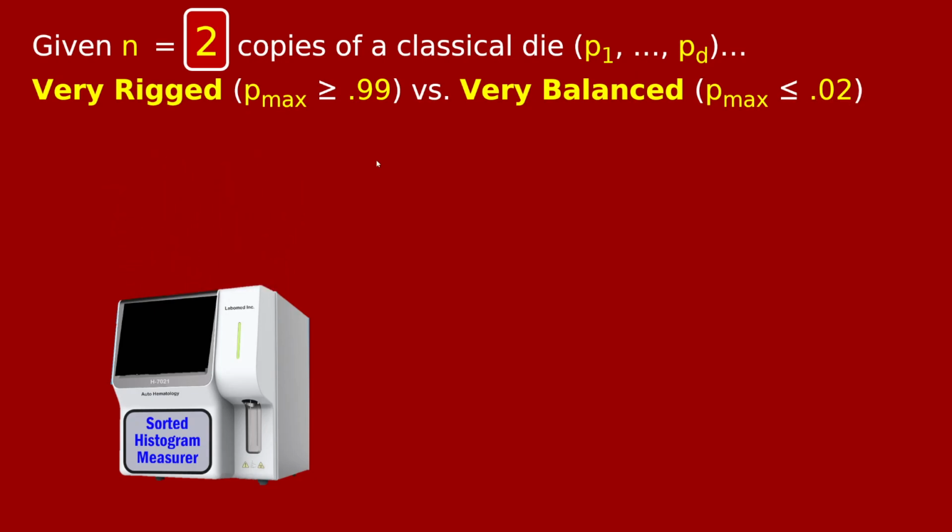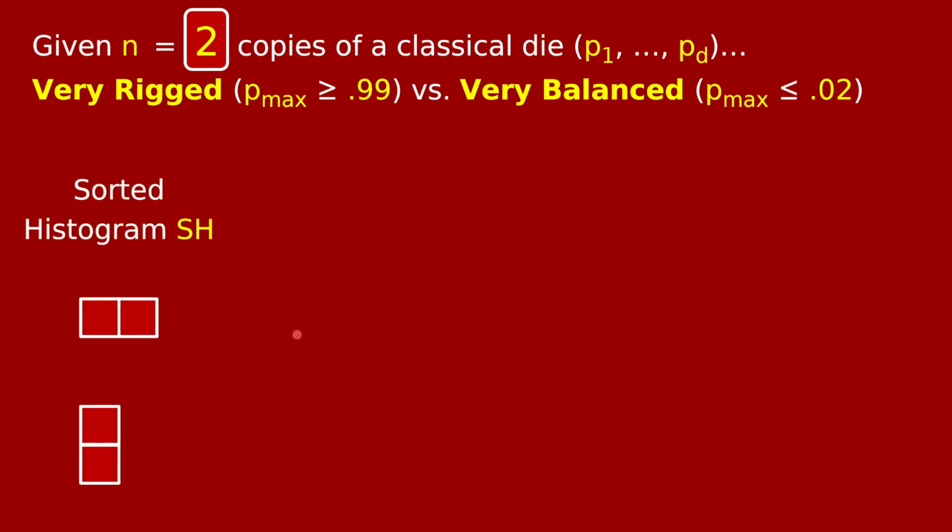Okay, so let's think about what happens when you put 2 classical dice into the sorted histogram measurer. There's only 2 possible sorted histograms. This one, this row of 2, which indicates that one face showed twice, or in other words, the die showed the same face both times. And this other sorted histogram here, which simply tells you that 2 distinct outcomes occurred.